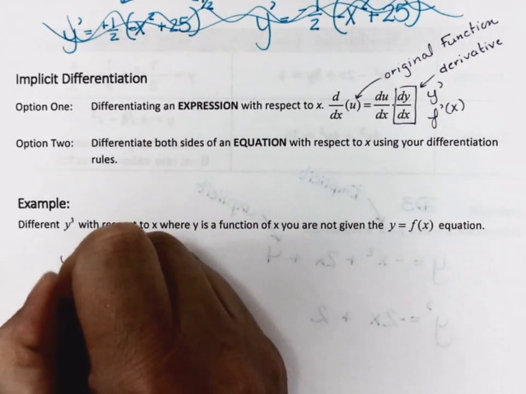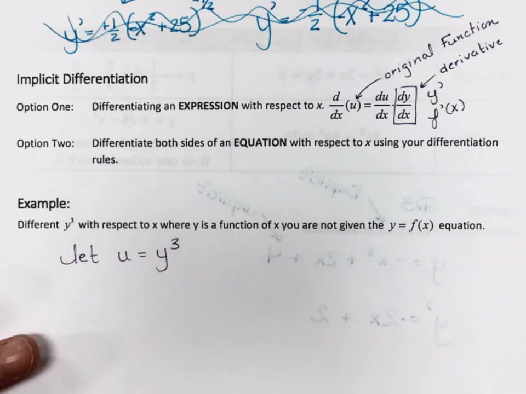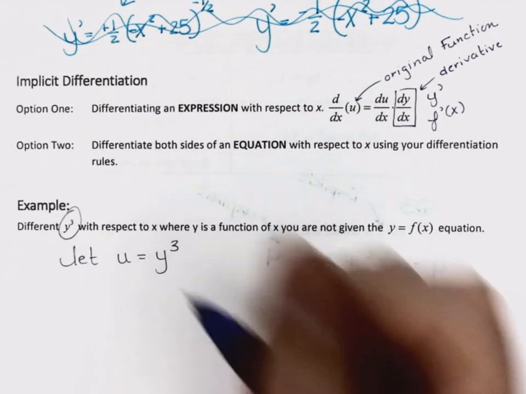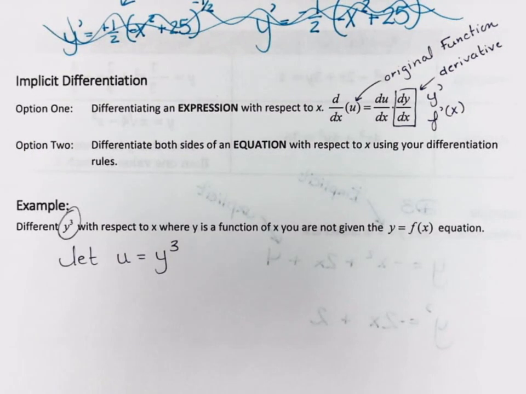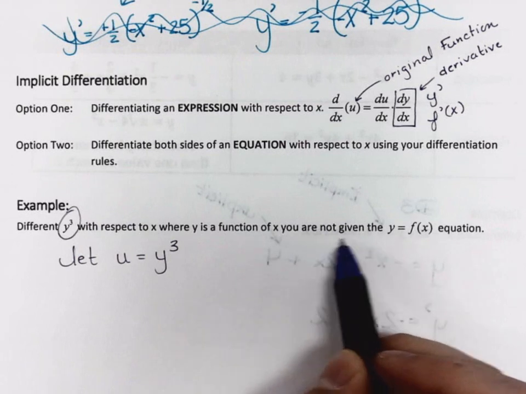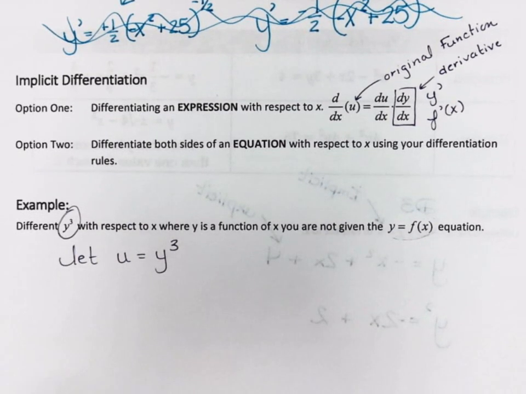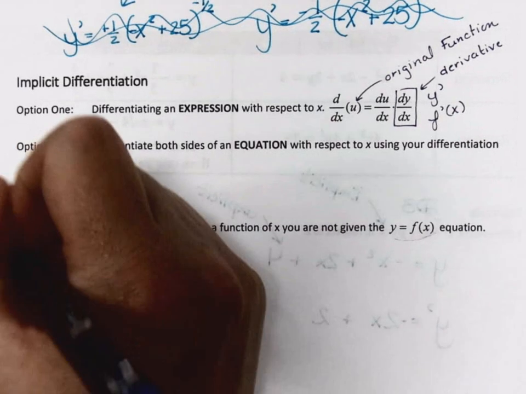We're going to say let u equal y cubed. Okay, so that's the original function. There's no x's in it. Okay, so with respect to x, where y is a function of x, but you're not given the equation. You're just given this part. And it should say differentiate. It says different. That's not what.